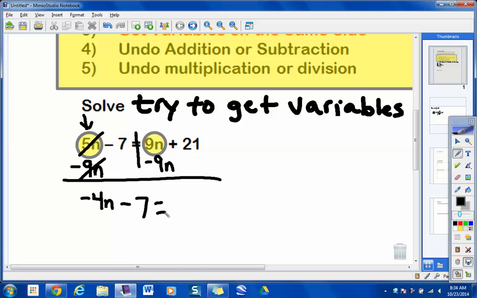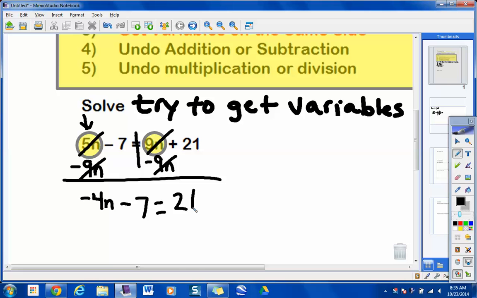Quick question, what do you think is going to happen to the 9n's on the right side? They're going to cancel. Same idea, we're just canceling variables now instead of numbers. What's that going to equal on the right? 21. Oh my gosh. That third step took us from a situation where I had variables on both sides to where I have a variable just on one side there, okay? When we get to this point right here, this is starting to become like a habit for us in terms of what to do, right? Okay, what's my next step?